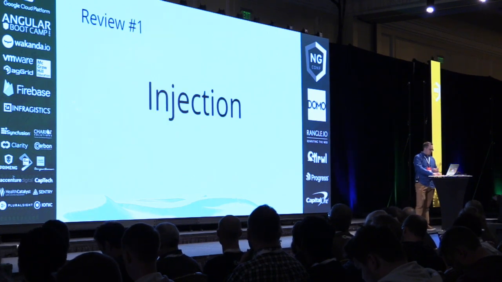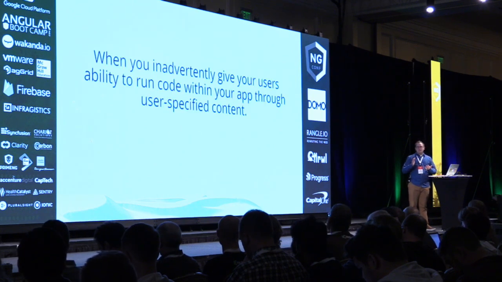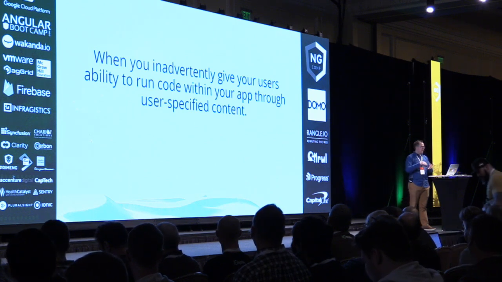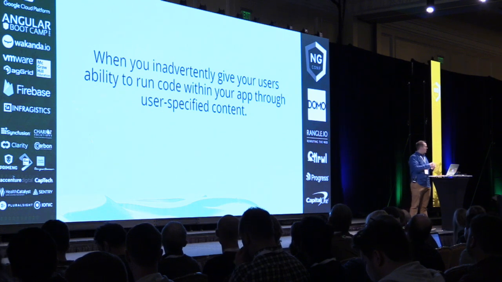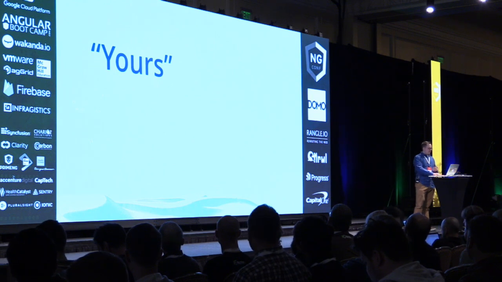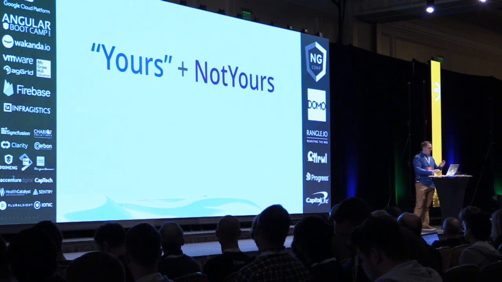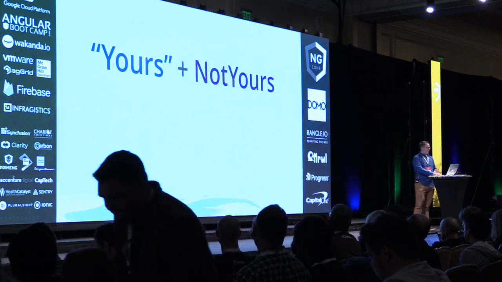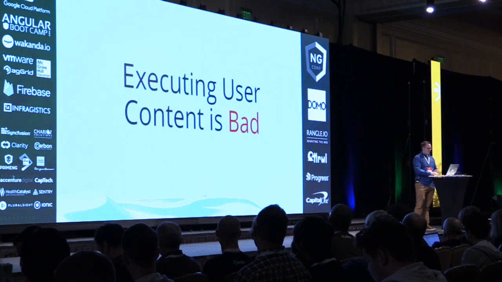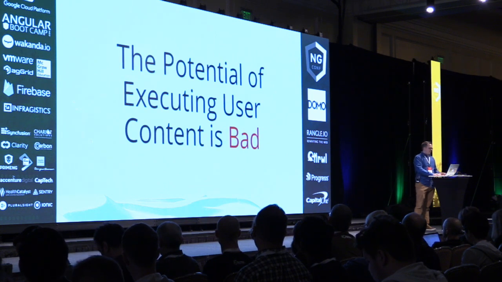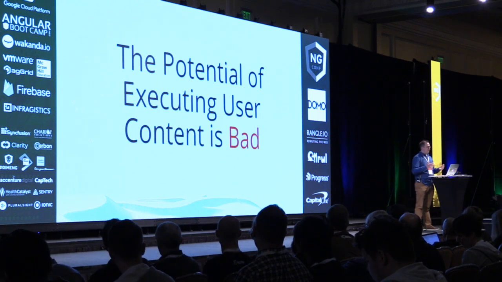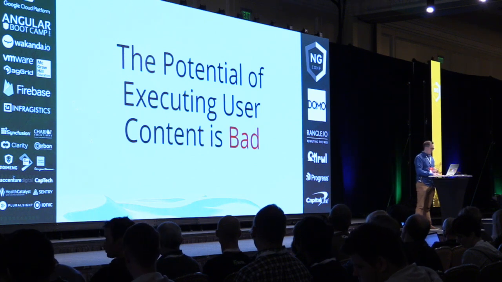Okay. So injection. What is injection? Injection is when you let your users inadvertently run code on your system, okay, either on your backend or on your client-side code. You don't want your users defining the code that you run, right, that runs on your site. Usually this happens because you have something that's yours, right, and you concatenate in something that's not yours, and that results in bad stuff happening, okay? So executing user content is bad, or even just more generally, the potential of executing user content within your app is bad, right? You don't want your app executing code that you don't have control over. That's not a good design pattern, right?